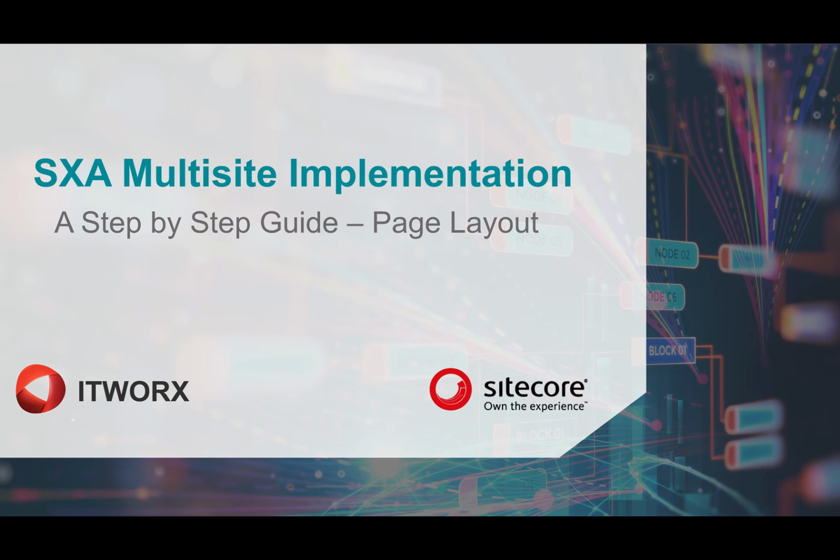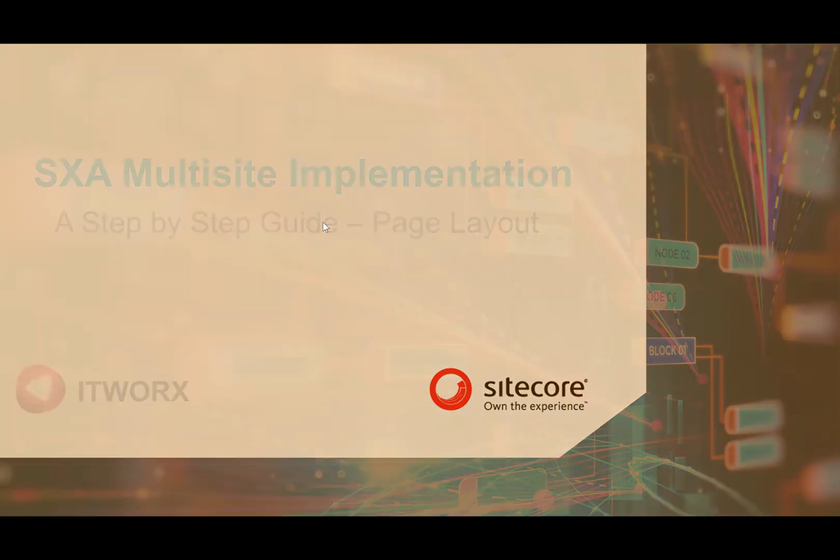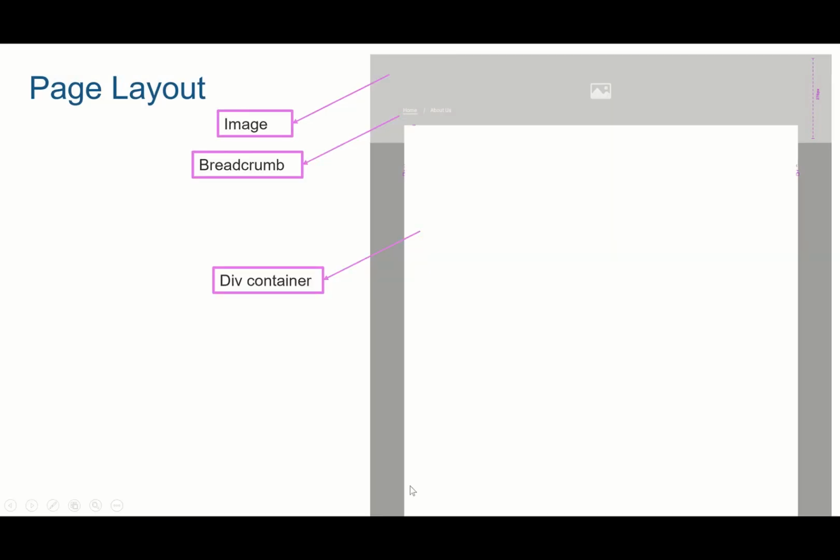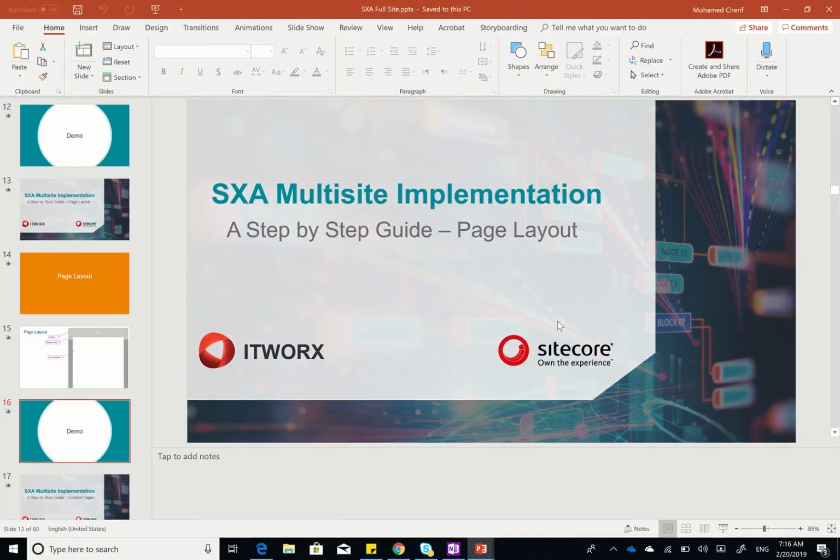In this video, we're going to have a look at how to create a page layout or a master page that all my pages will then use. So my page layout, or ultimately how my pages are going to be laid out, are as follows. We have a main container that has an image as a background and then a breadcrumb on top of that, and then a div container that has a wide background. Let's see how this is done in the demo.